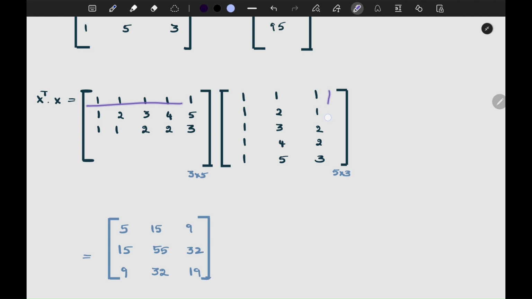Similarly, same row and for the third column. So we will be doing like this for each and everything. So we are getting a 3 cross 3 matrix in this particular case. So these are the elements which I have already calculated and noted down. So this is our first step. The first step is nothing but calculating x transpose into x. This is our step number 1.